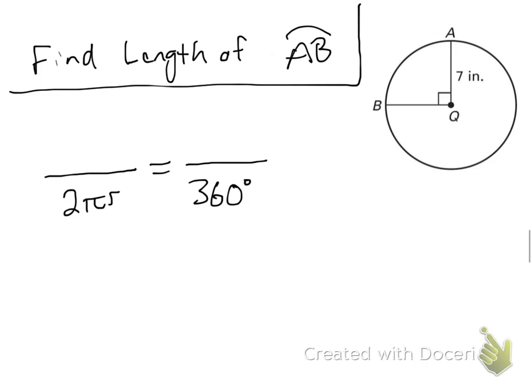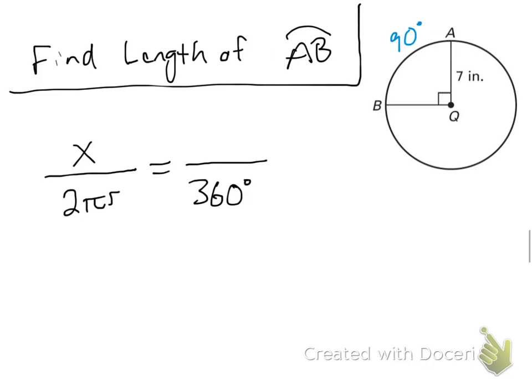And now let's look at arc AB. Arc AB, well, the length, I'm trying to find that. This is going to be like my x up here. And the degree of this arc is, and we can go over here, might be a good time to change colors though. Let's go to a blue. It is 90 degrees.